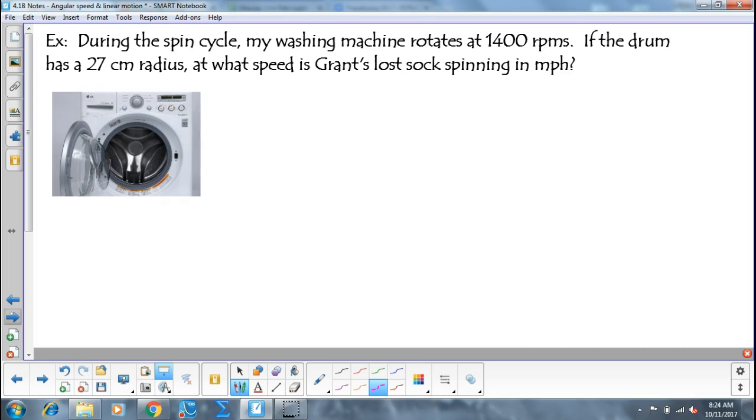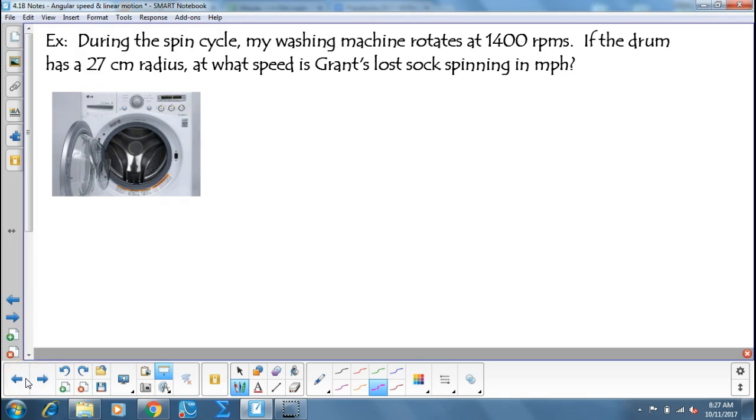So, Mrs. Hill wrote this problem. Can you tell? Because she was Grant. During the spin cycle, Mrs. Hill's washing machine rotates at 1400 RPMs. If the drum has a 27 centimeter radius, at what speed is Grant's lost sock spinning? So find me the speed of Grant's lost sock.